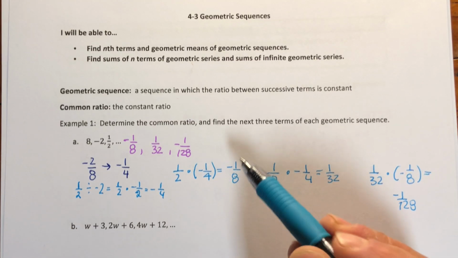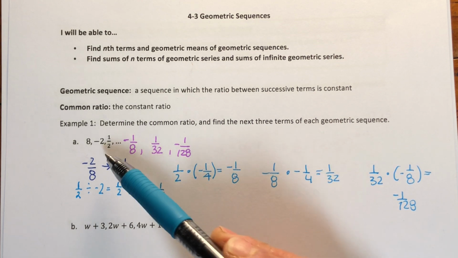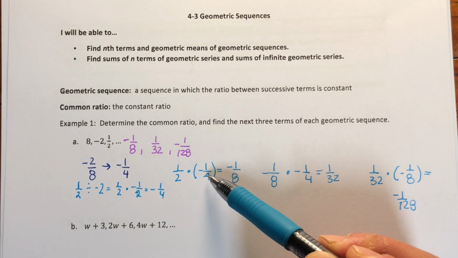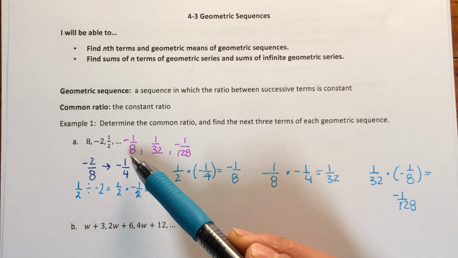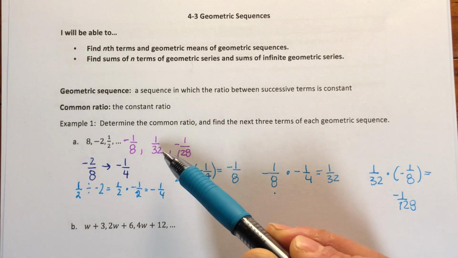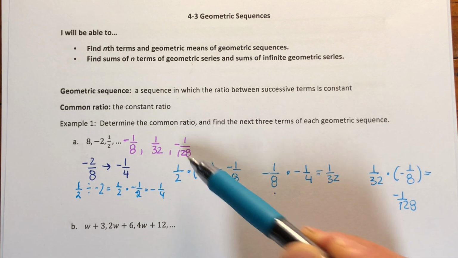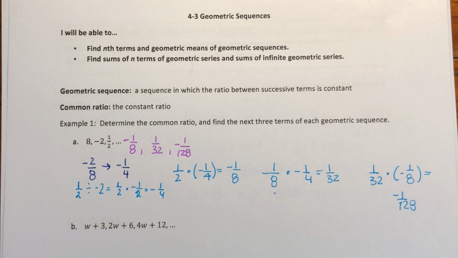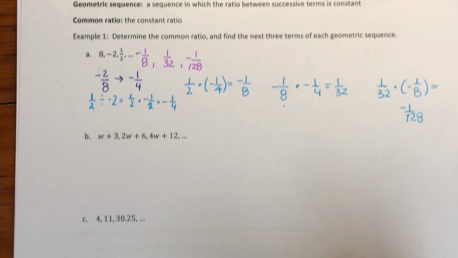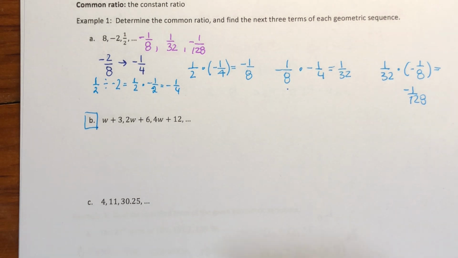So they are asking us to find the next three terms. I took 1/2, multiplied it by -1/4. I got -1/8. Then I took the -1/8 and multiplied it by, again, -1/4. Here's my answer, and so on. Here are a few examples for you. There are some variables. This may be a little bit more difficult.